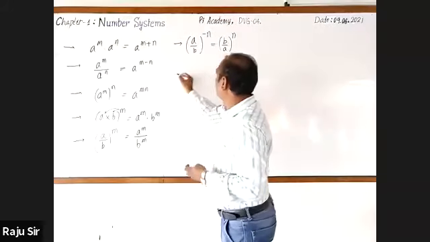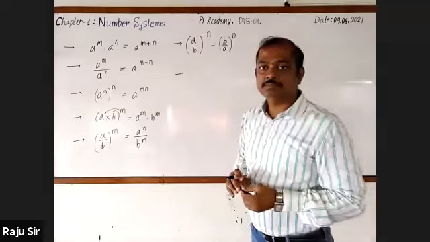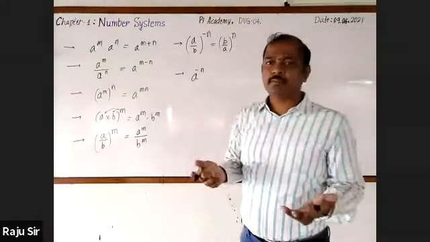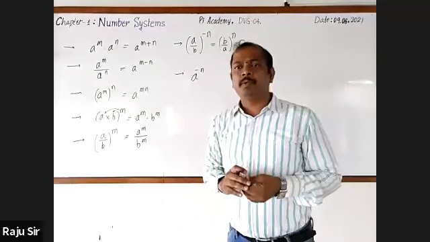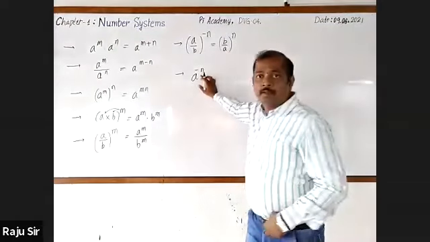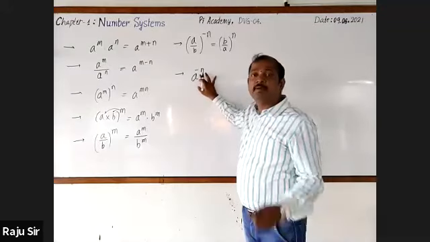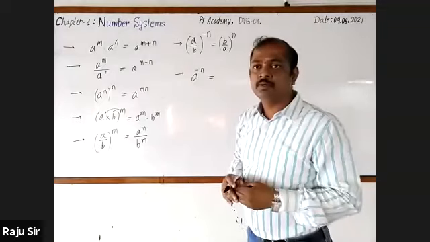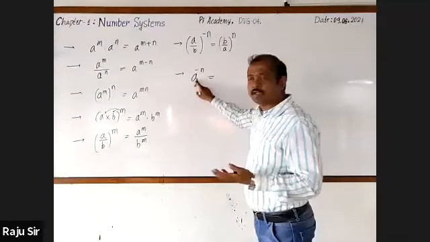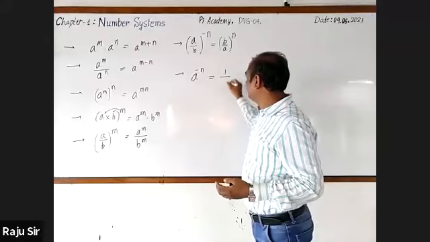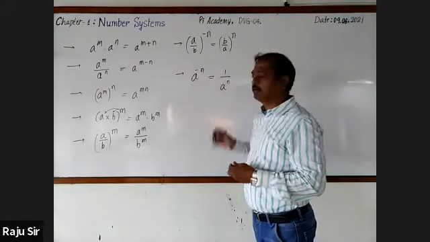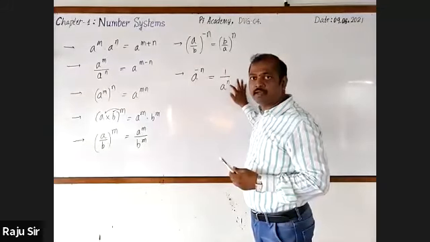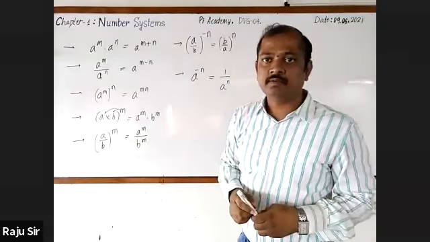Next, one more: a raised to the power minus m, minus x, whatever the power may be. Here, we have the base and the power is negative. Then it can be converted into positive by taking the reciprocal of a. That is, it will be 1 by a, and the power is n. If a raised to the power minus n is there, it can be written as 1 by a raised to the power plus n.